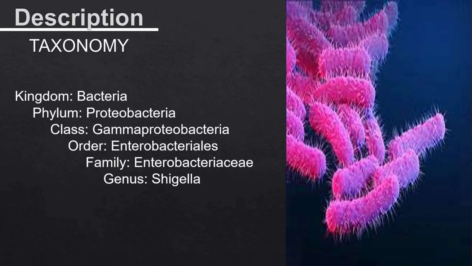It is under the kingdom Bacteria, under the phylum Proteobacteria, under the class Gamma Proteobacteria, under the order Enterobacteriales, under the family Enterobacteriaceae, and under the genus Shigella. Shigella are slender, non-motile, gram-negative rods. It is also fimbriate, non-sporing, and non-capsulated.